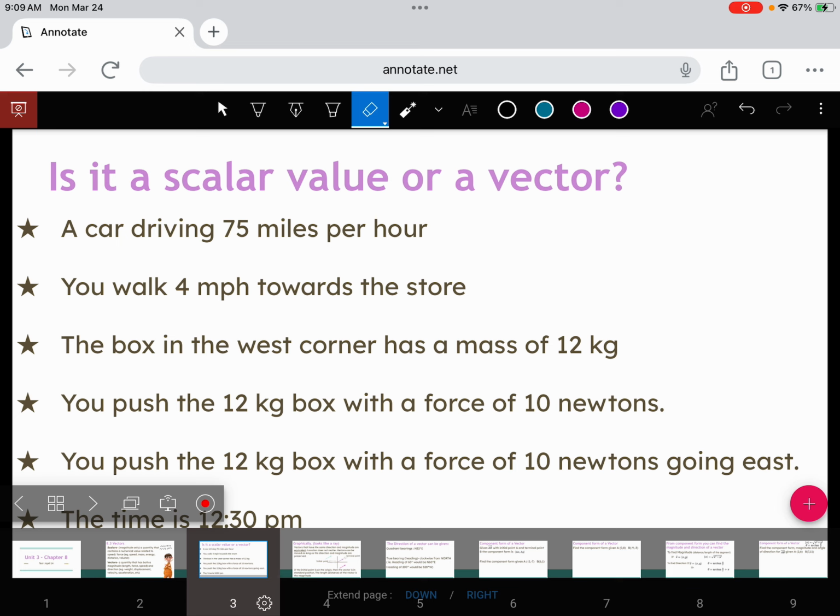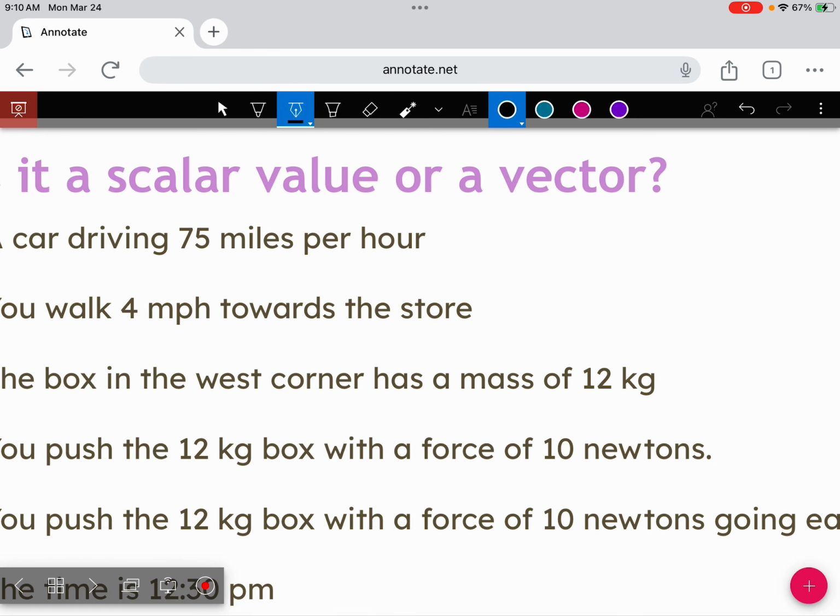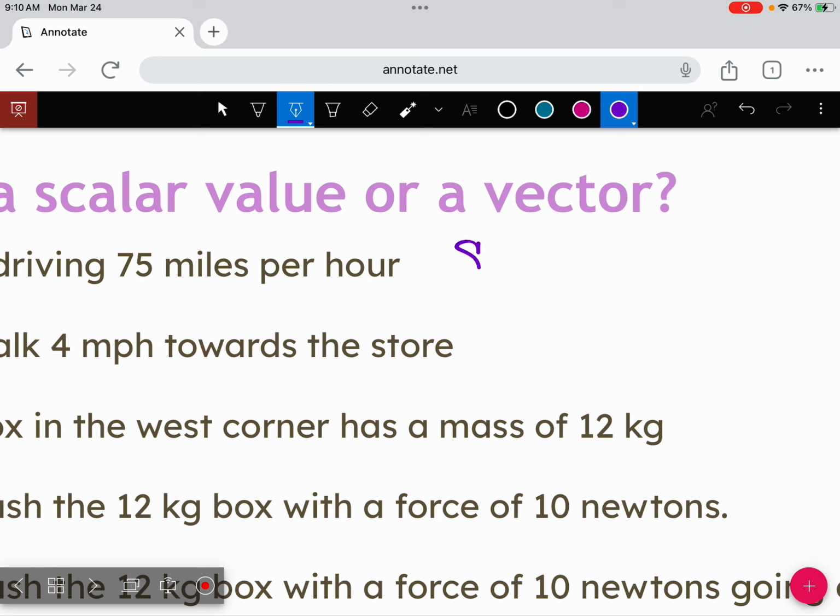All right, so if we have a car that's driving 75 miles an hour, we have a speed. Definitely a speed. But we do not have a direction. So a car going 75 miles an hour is a scalar. This would be a scalar value. This is a scalar.